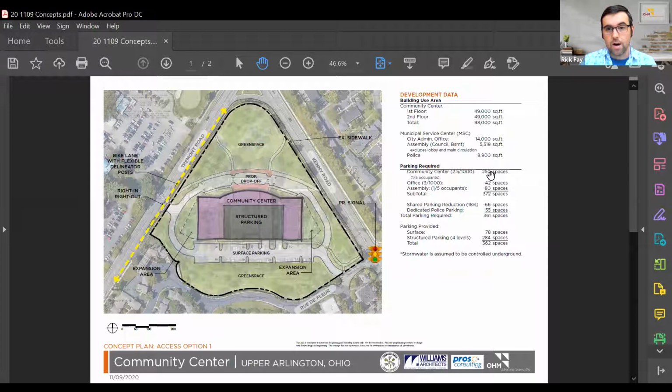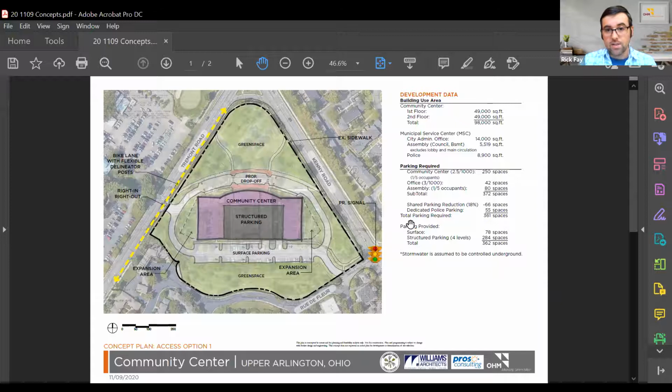This is similar to what we've been talking about for the previous several meetings. Community center spaces required, 250 spaces. We include city office and city assembly for a total of 372. We have a shared parking deduction of 18% based on a model we presented a while back, so that's minus 66 from that 372. We add in police dedicated parking spaces, 55 spaces, not reduced and not shared, on top of it, and the total is 361.